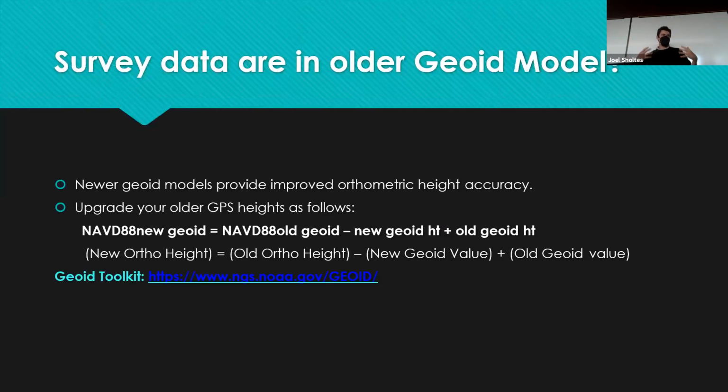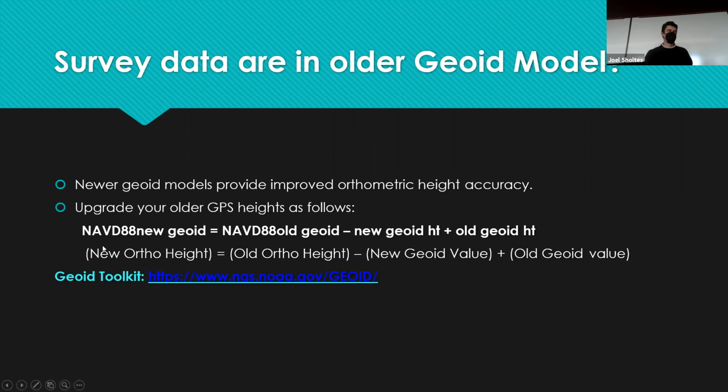Okay, so if we have an older geoid model that we did in a GPS survey 10 years ago, it's Geoid 99 or something like that, then we can update it. So we can update the GPS height. Now there's a lot going on here, right? The geoid helps us correct our elevation.